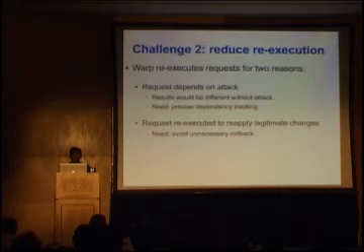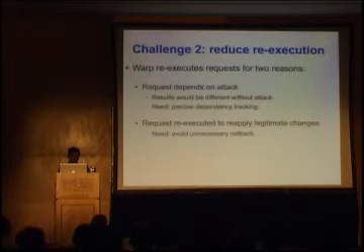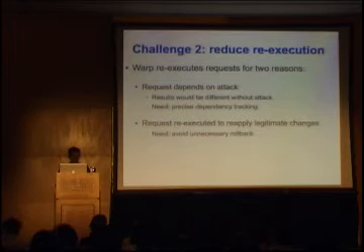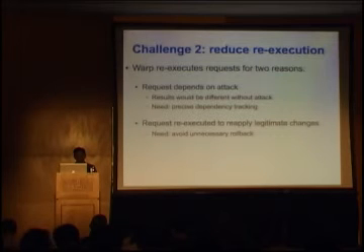So the second challenge is to reduce re-execution. Warp re-executes requests for two reasons. First, because a request depends upon an attack. In other words, the results of the request would be different if the attack was undone. And in this case, to reduce re-execution, we need a way in which we can precisely track dependencies between requests so that we can only re-execute the requests that were dependent on the attack request.